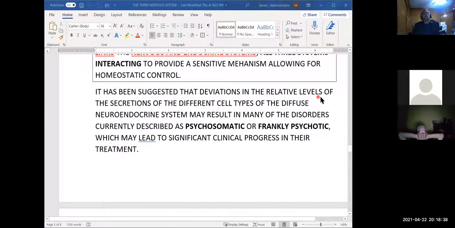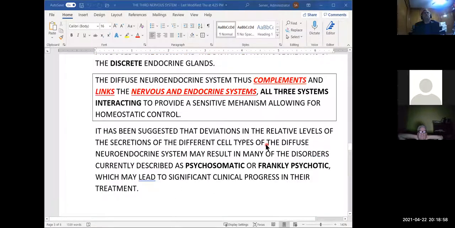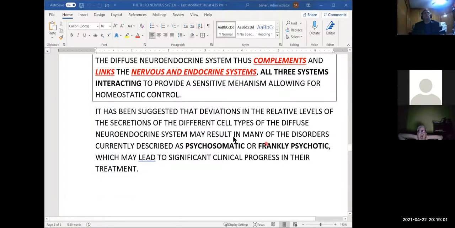It has been suggested that deviations in the relative levels of the secretions of the different cell types of the diffuse neuroendocrine system may result in many of the disorders currently described as psychosomatic or frankly psychotic, which may lead to significant clinical progress in the treatment. So, when the diffuse neuroendocrine system is not working right, it can produce psychoses. Basically, your state of mind depends on the state of your whole body being able to do all the functions that it should do.